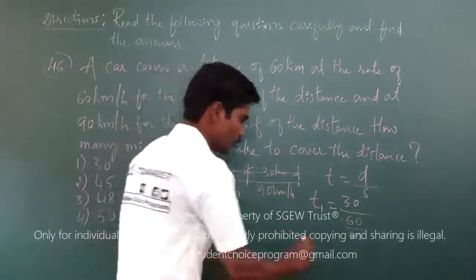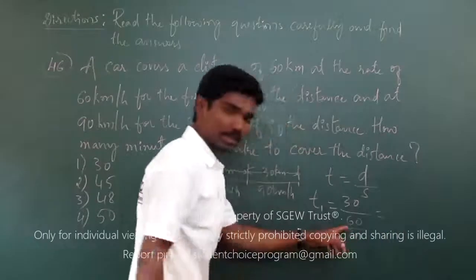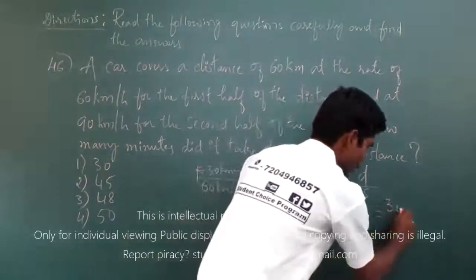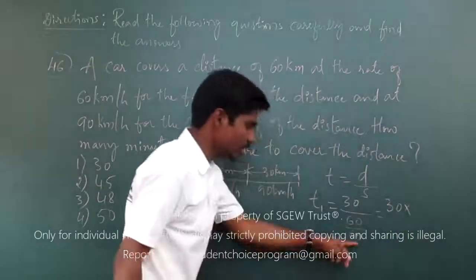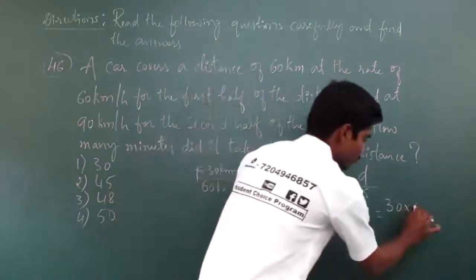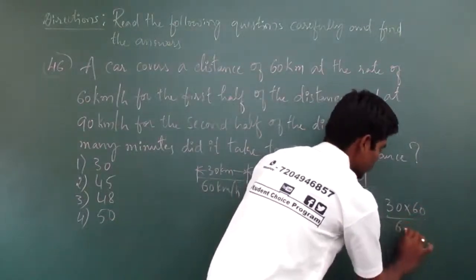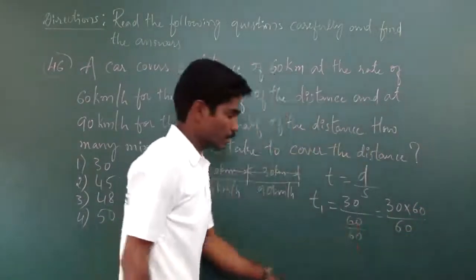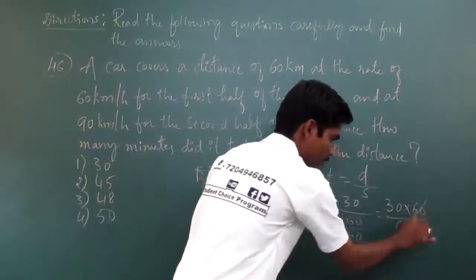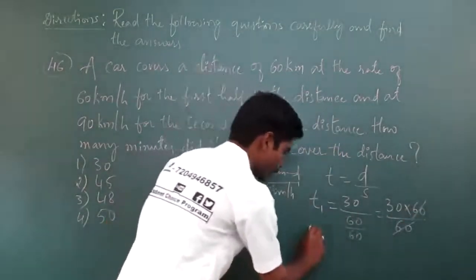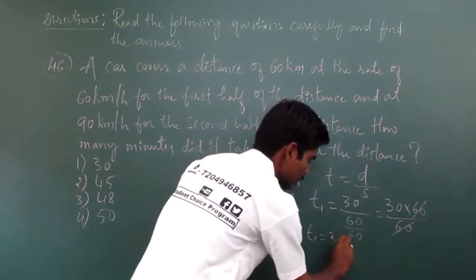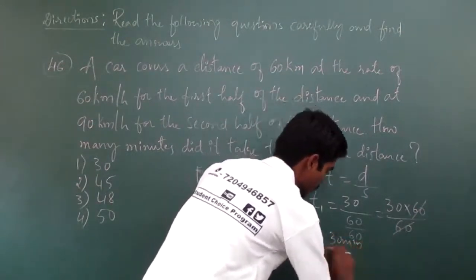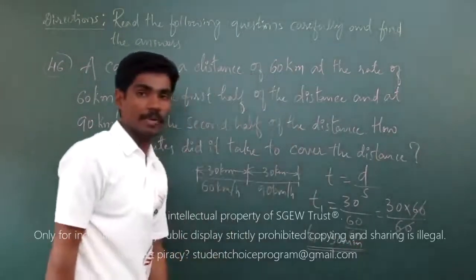Okay. Now shall I write this as 30 as it is? Now this 60 goes to the numerator, divided by this 60 as it is. Now when you cancel 60 by 60, what is left? T1 is equal to 30 minutes. We got T1 as 30 minutes.